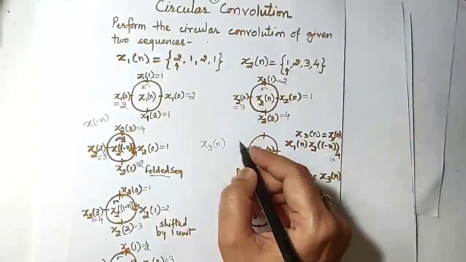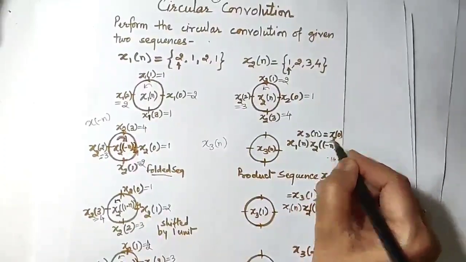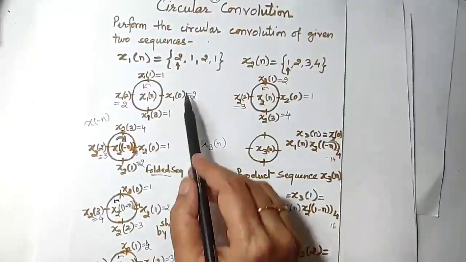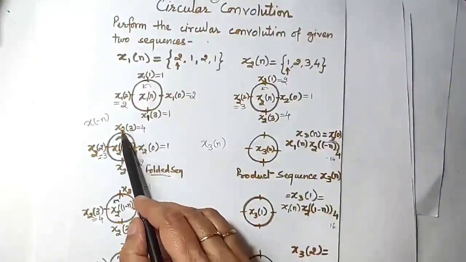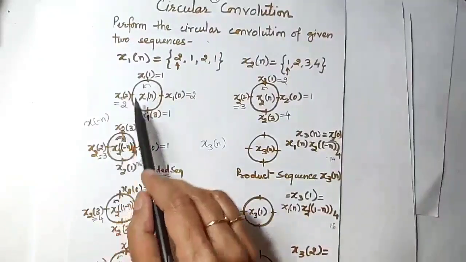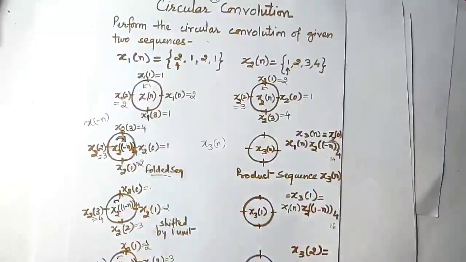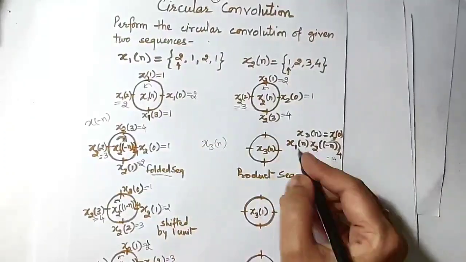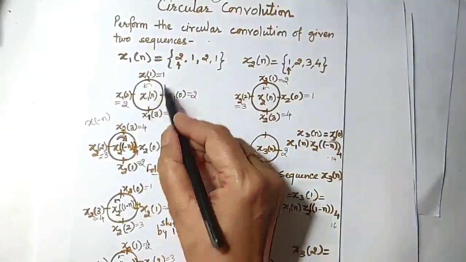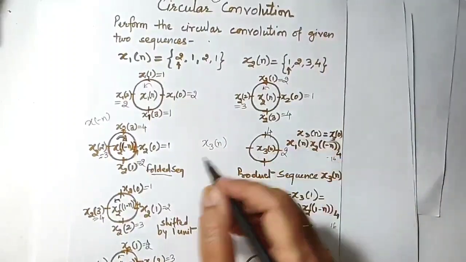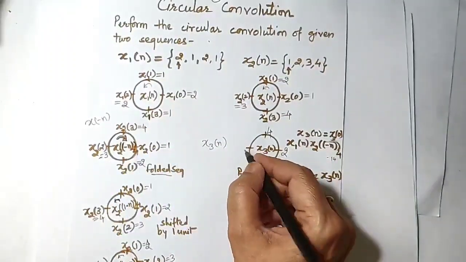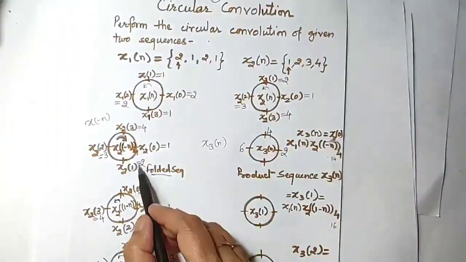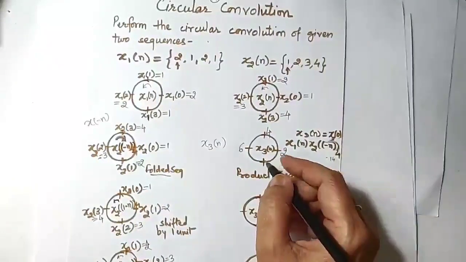So this is x3[0]. Just multiply this value with this one, then this value with this one, and this value with this one. So I write here the value 1 into 2, this is 2. Then 4 into 1, this is 4. Then 3 into 2, 6. And 2 into 1, 2.